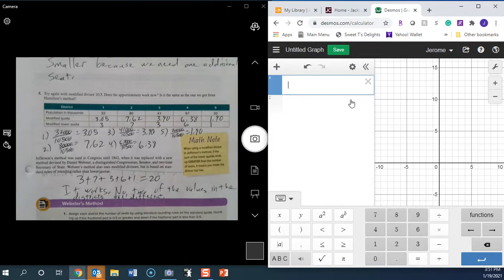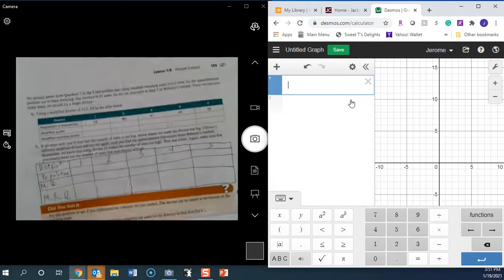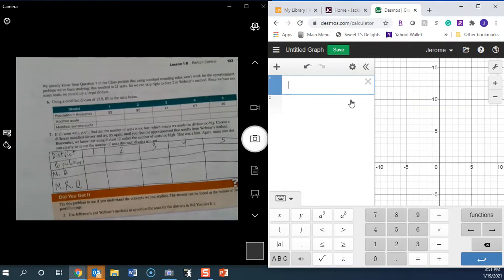Okay, so even though we still had 20 seats from the Jefferson method and Hamilton method, they still gave us different values for what each district should get. For some of them, not all of them. Okay, now we move on here to 103.